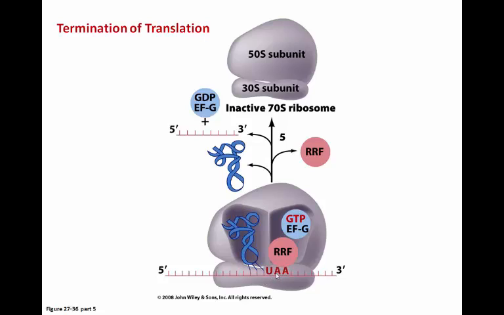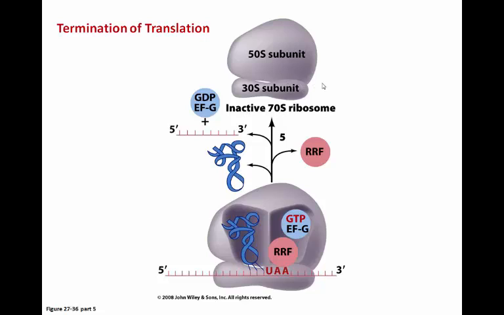This is showing UAA. And we have a ribosomal release factor and an elongation factor G that has GTP on it. And when the release factor binds to the UAA, it will hydrolyze off the polypeptide. It will release the tRNA. The release factor is released. GTP is hydrolyzed to GDP. Here's the mRNA that's released. And in this particular picture, it shows that we maintain our inactive 70S ribosome.